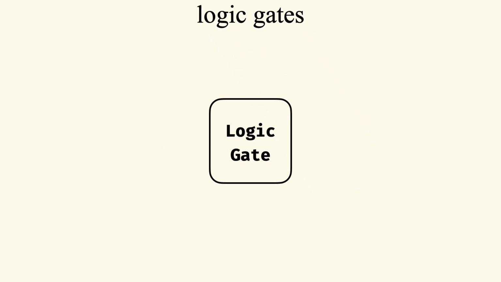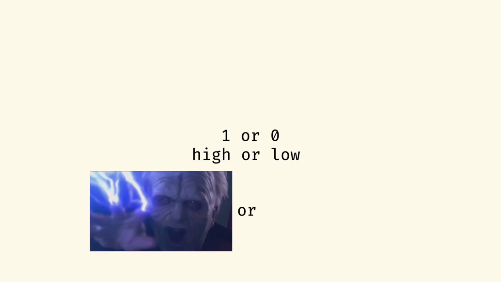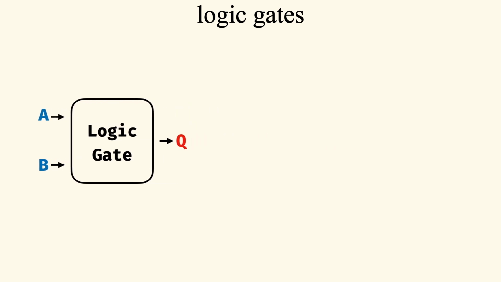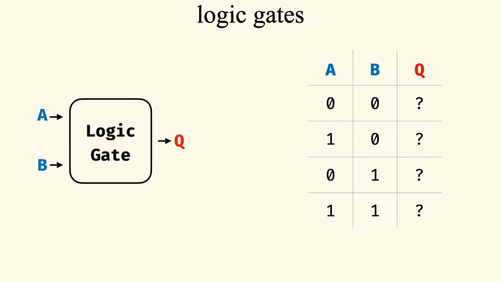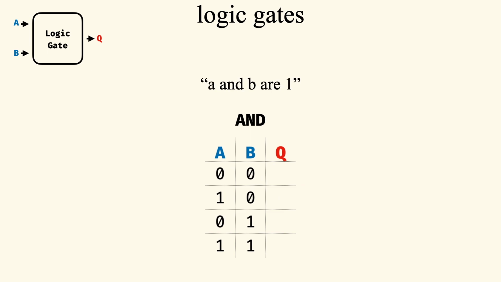Fundamentally, a logic gate is a circuit which takes one or more digital inputs and produces one or more digital outputs. Digital here meaning that our logic is binary. Everything operates in either 1 or 0, high or low, power or no power, and nothing in between. Let's denote the inputs A and B and the output Q. Logic gates are defined by something called the truth table, which shows the value of outputs for every combination of inputs. One of the most fundamental logic gates is called an AND gate, a gate which outputs 1 only when both A and B are 1.